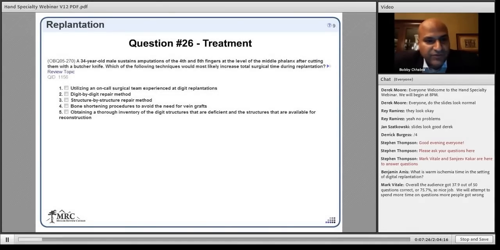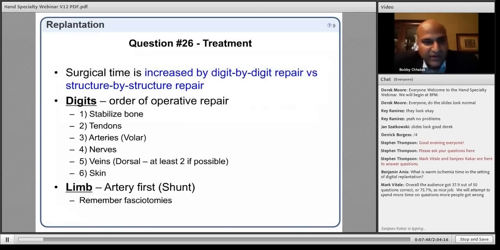Next, a 34-year-old male sustains amputations of the fourth and fifth fingers at the level of the middle phalanx after cutting them with a butcher knife. Which of the following techniques would most likely increase total surgical time during replantation? To get this question right, you should be familiar with the sequence of replantation and how you can be most efficient in the replant process. Surgical time is increased by digit-to-digit repair versus structure-to-structure repair. If you replant a digit and fix all the structures at one time and then go on to the next digit, that's going to increase your surgical time and can actually reduce your success in replantation. So structure by structure repair is the most efficient.